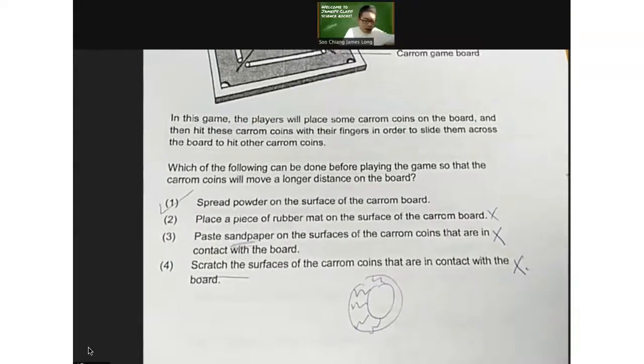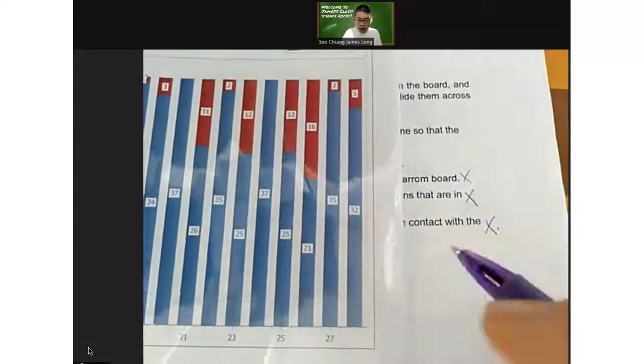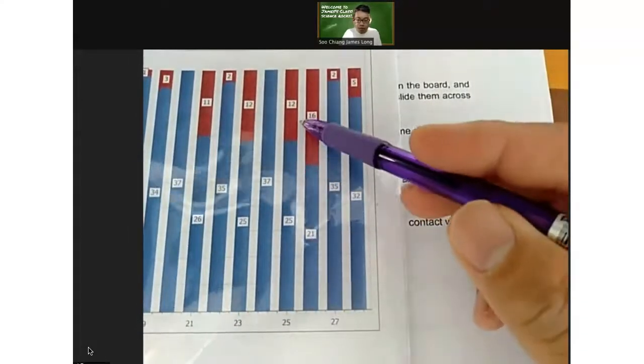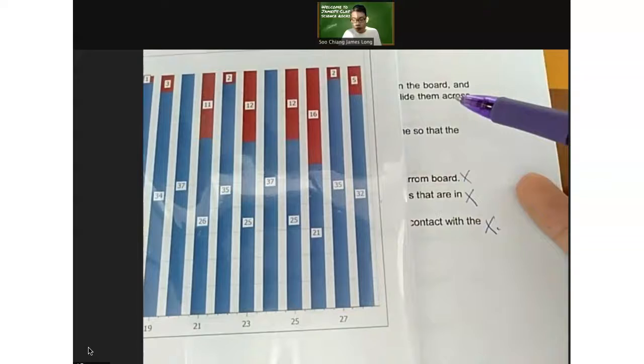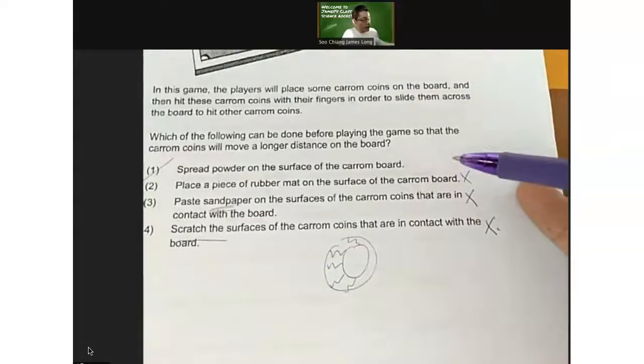Question 25, was it well done by the girls in my class? Not so well done. 12 of you got it wrong. Okay, so let's hope you understand why the answer is 1. Okay.